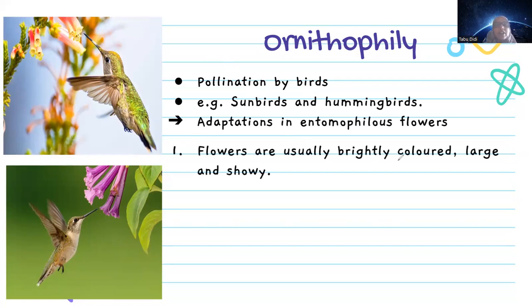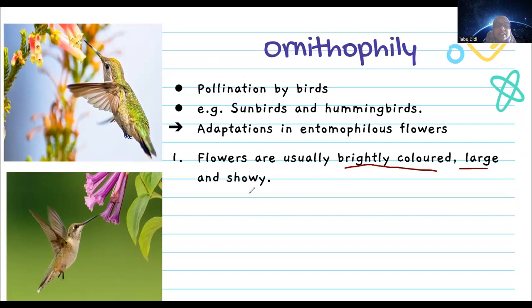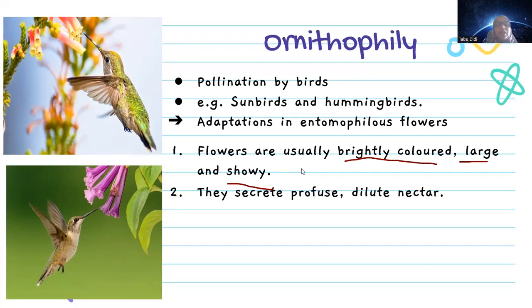And these flowers, since pollination is by birds, will obviously be brightly colored. They will be big in size. They will be colorful, attractive, showy. They will secrete profuse and dilute nectar, because the amount of nectar that is taken by the bird as food will be more. So these flowers will produce a lot of nectar.